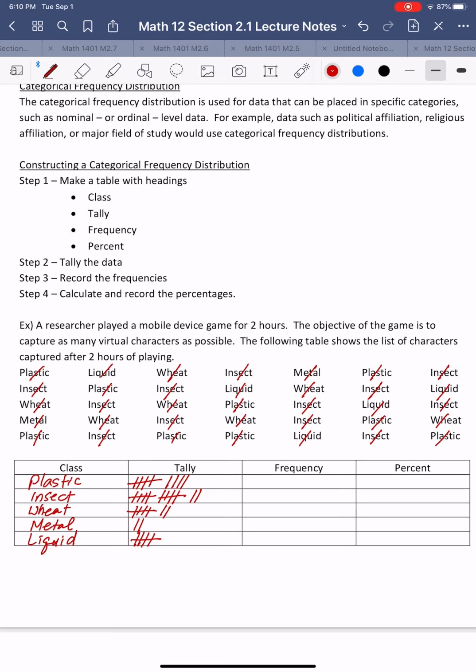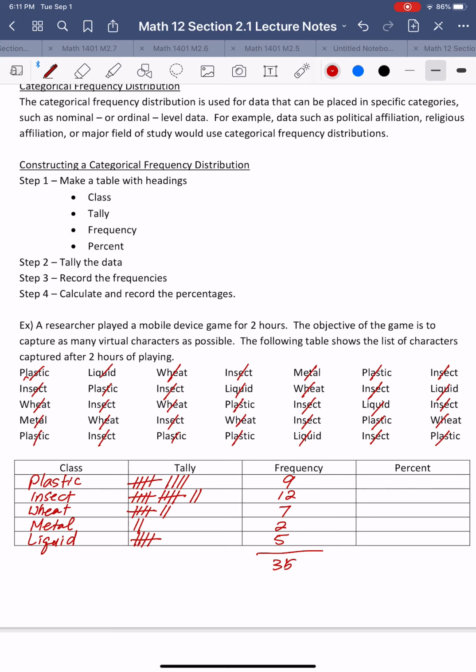So what I have here is 9 for plastic, insect 12, wheat 7, metal 2, and liquid 5. The total must be, actually there is 1, 2, 3, 4, 5, 6, 7, 1, 2, 3, 4, 5. So we must have a total of 35. Adding up the frequencies, 9 plus 12 plus 7 plus 2 plus 5, which means I haven't missed any.